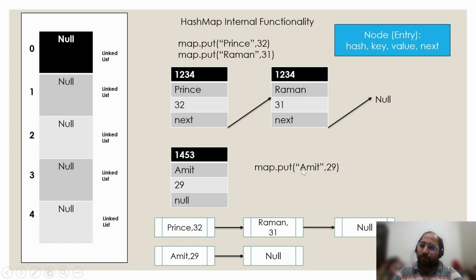Now let us say we are going to add a third entry, which is Amit comma 29. Because of Amit, one hash code will be generated, let us say 1453, and because of this 1453, let us say the index calculated is 2. Again the map will internally check what is the value on this index. If it is null, it will simply add this node, and Amit is the key, this is the value, this is the hash code, and this next pointer will be pointing to null because there is no entry afterwards, right? So this is how hash map internally works.